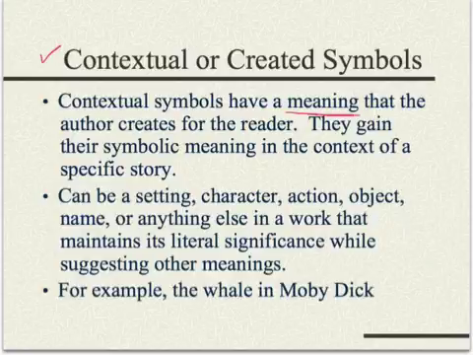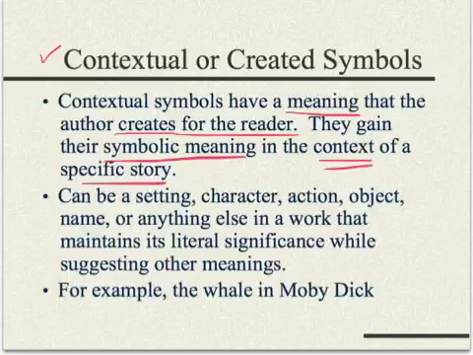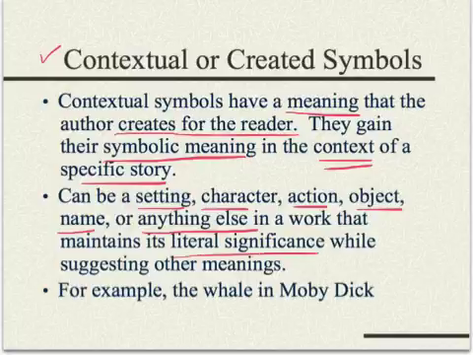Next are things called contextual or created symbols. And these have a meaning that the author creates for the reader. They gain their symbolic meaning in the context of a specific story. These can be a setting, a character, an action, an object, a name, or really anything else in a work that maintains the literal significance while suggesting other meanings.